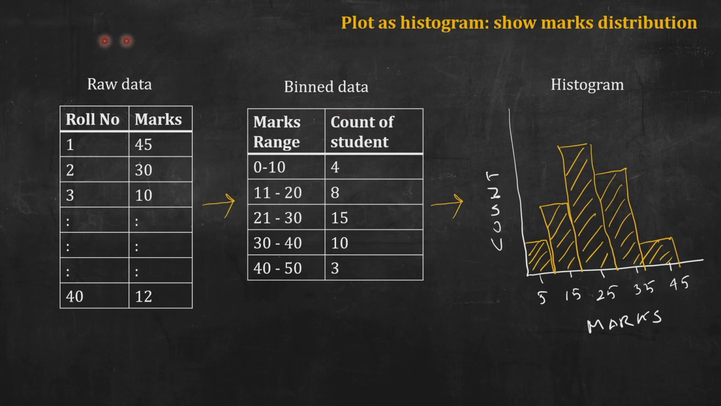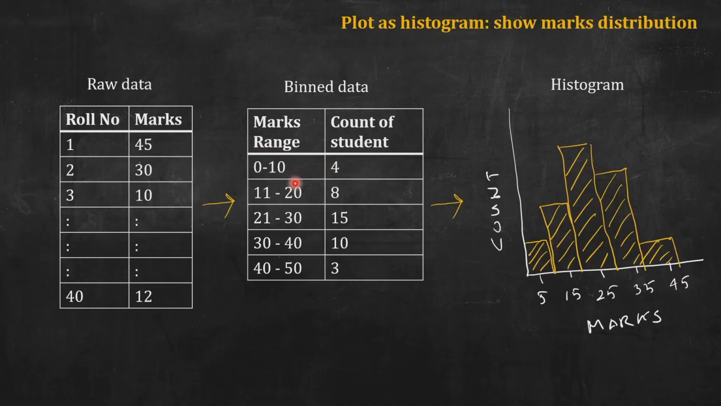So, what do I have to do to create a histogram? I have to take the raw data and then I have to bin the data. What do I mean by bin? Bins mean you create some buckets. For example, I take the first bucket as the range from 0 to 10. So, anybody who has got marks between 0 to 10 belongs to this first bucket or first bin. And then so on, I can keep on going: 11 to 20 one bucket, third bucket is 21 to 30, something like that, up to 40 to 50 as my last bucket. So, these are my bins.